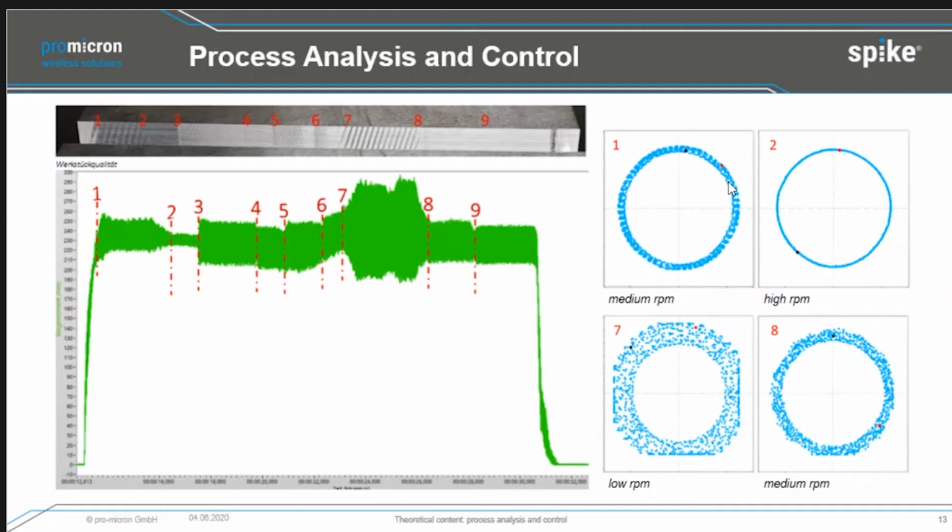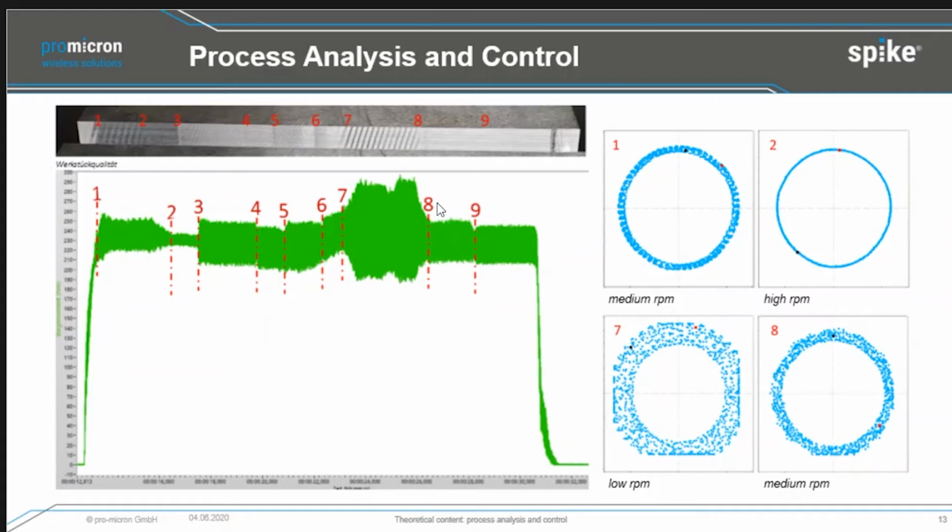And now, as you can see, with an increase of RPM, which is in area 2, we also have a reduction of the amplitude and bending moment, and at the same time a very straight and clean line in our Spike Polar. Then we reduced the RPM rate again, and you can see with a low RPM we again have very high amplitude. You can also see it in the Spike Polar that we have a wide variety of measuring points, and back to the medium RPM rate we had at the beginning, we also have similar amplitude and bending moment.